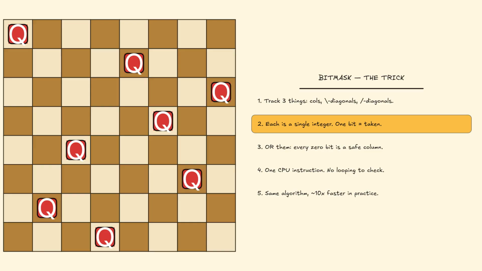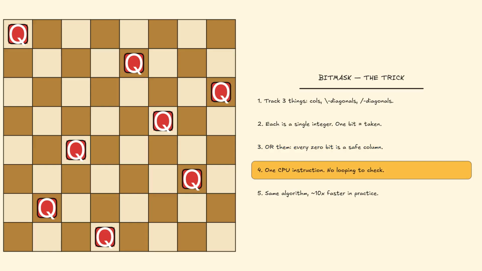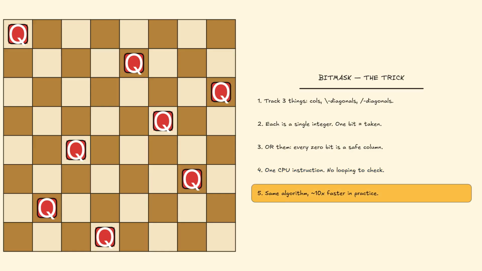Step 3. To find the safe squares in a row, we just OR those 3 integers together. The bits that are still 0, those are the safe columns. Step 4, and this is the magic. That whole conflict check is one CPU instruction. No loops, no nested if statements. Step 5, same backtracking algorithm as before, same big O, but the inner loop runs maybe 10 times faster because conflict checking went from a loop to a single bitwise operation. For competitive programming, that constant factor speedup is the difference between passing the time limit and getting TLE'd.